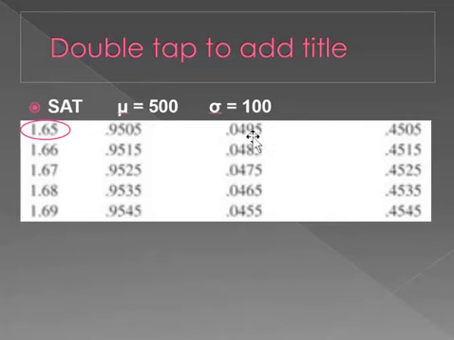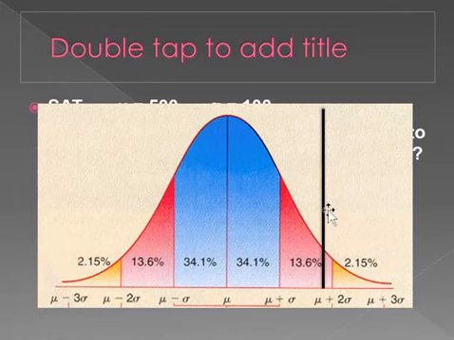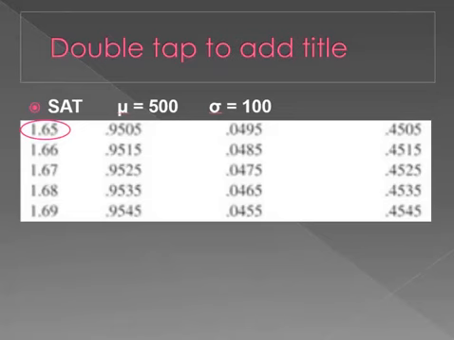The closest in the tail, without going over, is 0.0495. The corresponding z-score in this case is 1.65. Let's go back to our sketch here. We should also note that that's going to be plus 1.65, right? Because it's going to be on the right side of the distribution. It's the z-score that separates the top 5% from the bottom 95% of the distribution. So that z-score is going to be plus 1.65.